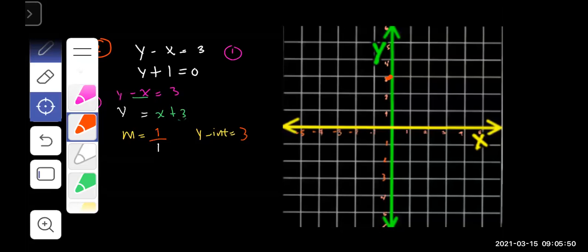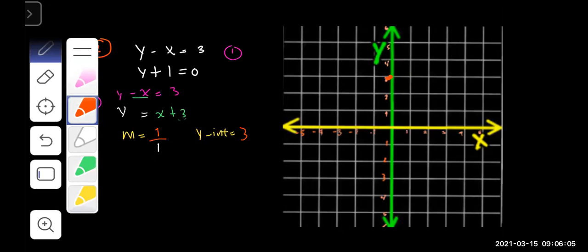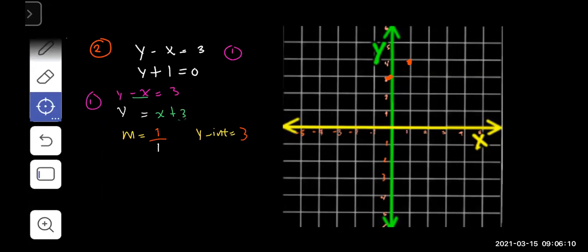And can someone tell me what the slope is? The slope in this case is 1 over 1. From this point, I need to move how many units up? 1. And how many units to the right? 1, because it's 1 over 1. Then, guys, I got my second point. It's going to be right here.